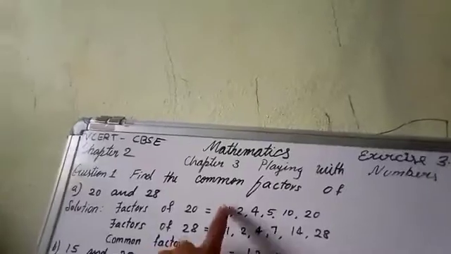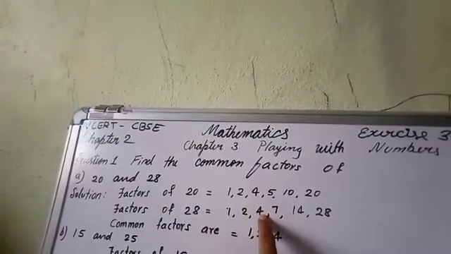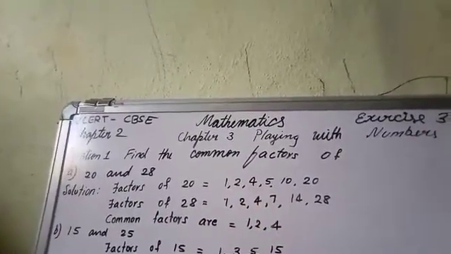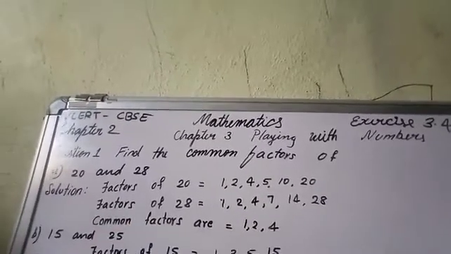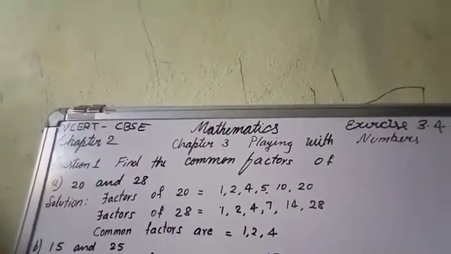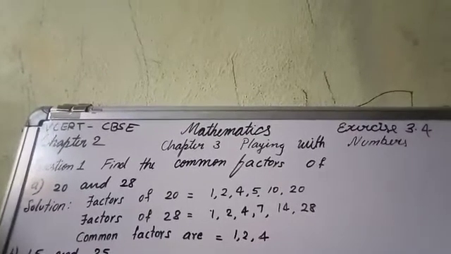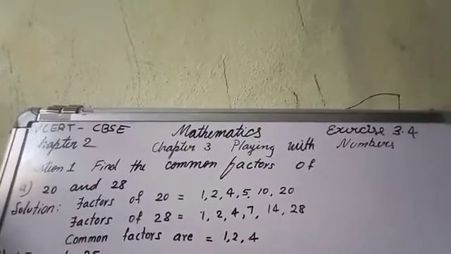Here we can see the common ones from the beginning itself. Those are common. Common means which are present in both numbers. So those are known as common factors. So the common factors are 1, 2, 4.